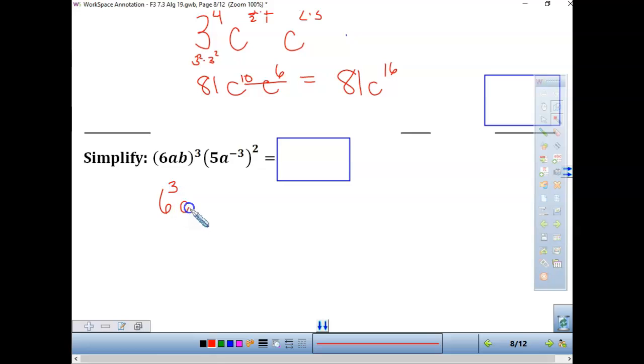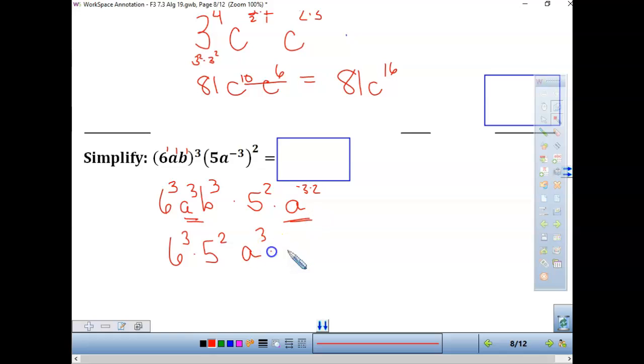6 to the third, a to the third, b to the third. Remember, these are all to the first. Here, 5 to the second, but now I have to do some multiplying with a to the negative 3 times 2. 6 to the third, and I'm going to organize and put my numbers first. 5 to the second. I have a to the third, and I have another a. This a is going to be times a to the negative 6, and b to the third.